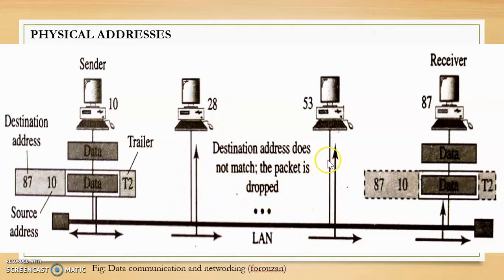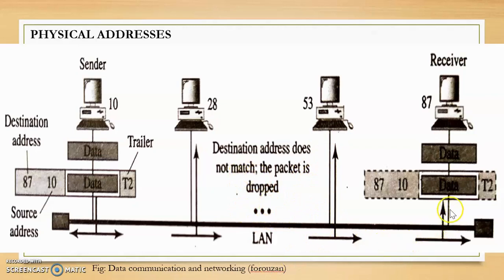Similarly, the frame will be sent to this device, but this device also will discard the packet because the MAC address of the receiver is not matching. That is, the MAC address of the required destination is 87, but its own MAC address is 53. So this one will also discard the packet. There may be many devices connected to the link, so all the devices will receive the frame.